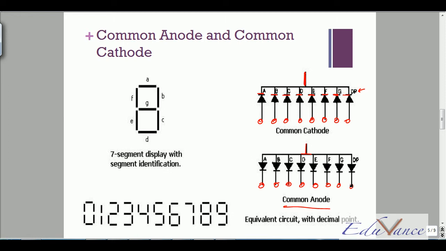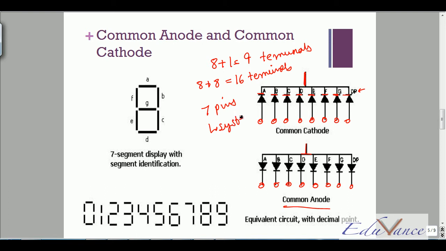So effectively, now I have a total of 8 plus 1, that is 9 terminals instead of 8 plus 8, which would have been 16 terminals. So now I effectively save 7 pins on my system and I get the same functionality. Please understand that. Very important point. I get the same functionality.